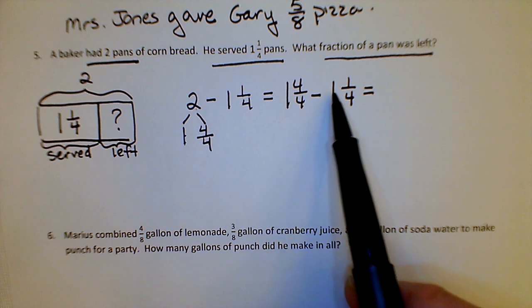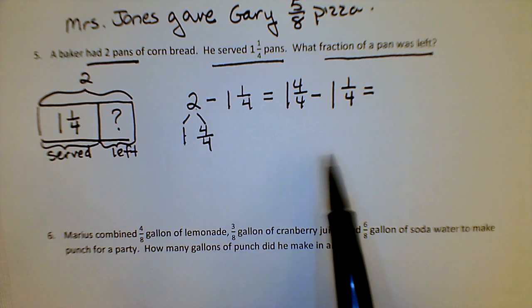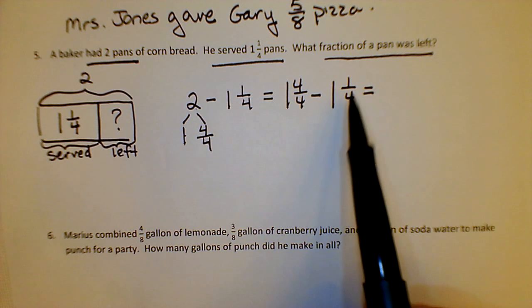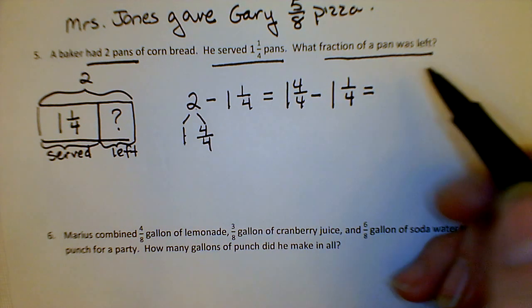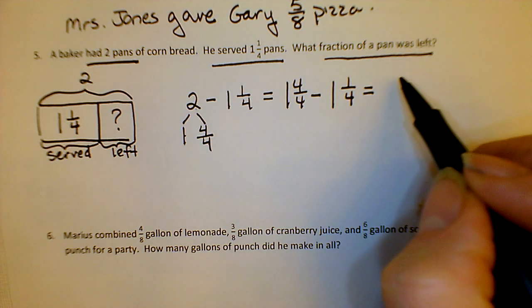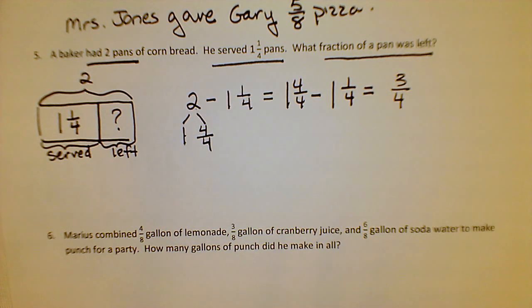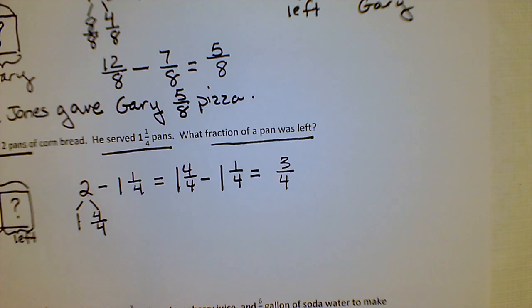So this 1 minus that 1 leaves me 0 wholes. I have no wholes left. And then I have 4/4 minus 1/4. And so what do we have when we do 4/4 minus 1/4? I have 3/4. Let me just show you this part of it in a slightly different way over here.